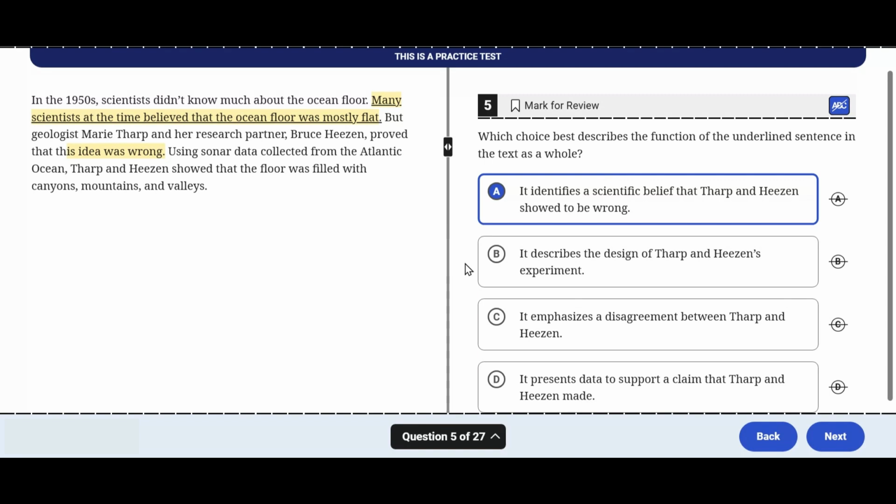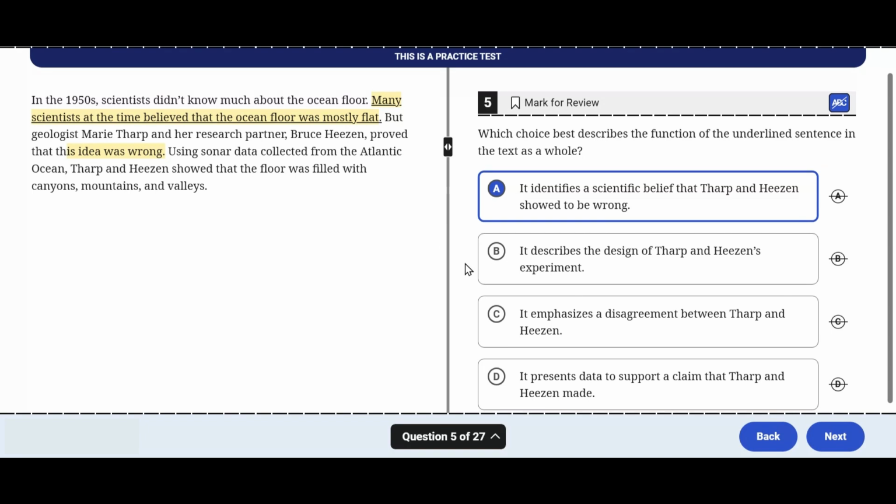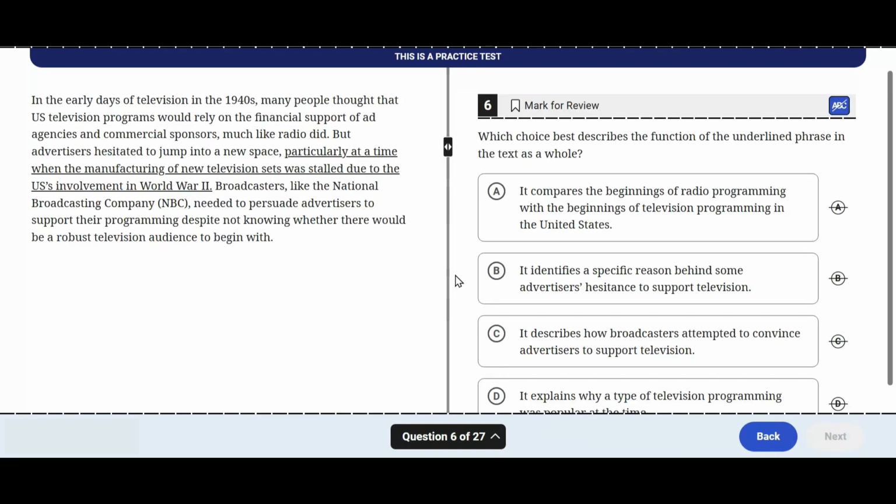"It emphasizes the disagreement between Tharp and Heisen." Also doesn't do that. Tharp and Heisen were working together. "It presents data to support a claim that Tharp and Heisen made." No, in fact, this would go exactly against their claim. So, yeah, that's definitely the answer. Let's go and move on.